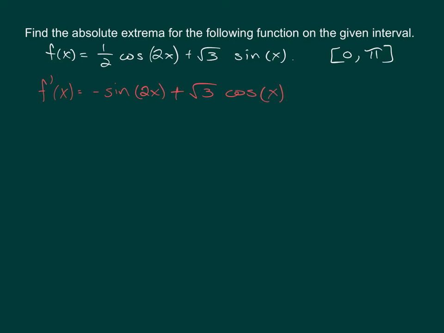But in order to figure out where that max and min happens, we need to find any critical values or critical numbers of this function. And so really what we can just do then is set this derivative equal to 0 and solve for x.